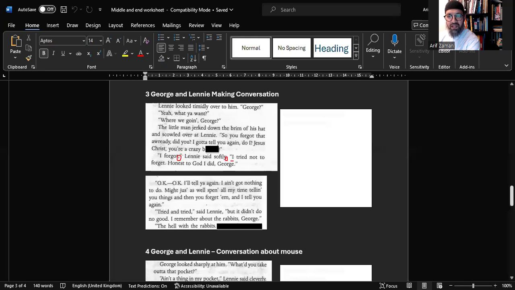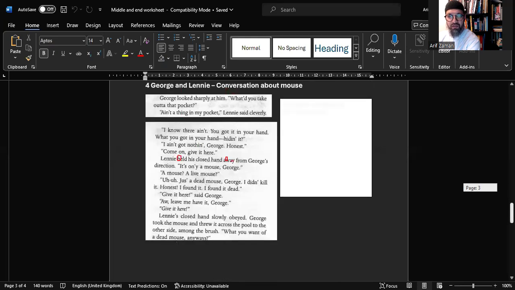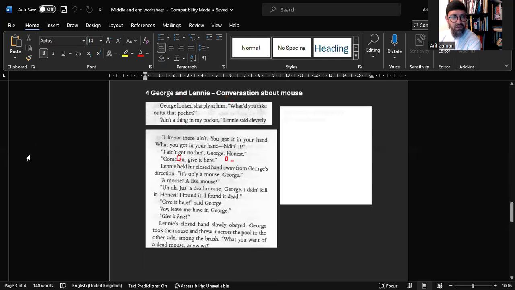The last example I will give you is George and Lenny's conversation about a mouse. That's the famous one. Let me just get rid of these dots.